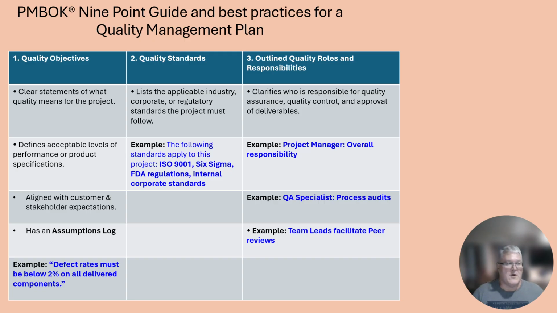So continuing on, from PMBOK, here are the 9-point guide and best practices. In other words, what you should have for a quality management plan. First off, you have your quality objectives. You outline those. It's a clear statement of what quality means for your project. It defines acceptable levels of performance or product specifications. It's aligned with the customer and your stakeholders' expectations.